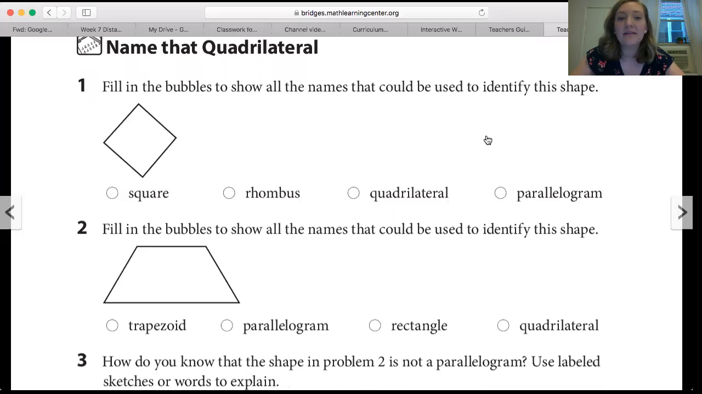So number one, we're going to fill in the bubbles to show all the names that could be used to identify this shape. Oh, this shape right here, all the names that could be used to identify this shape. Well, I definitely think it's a square, right?